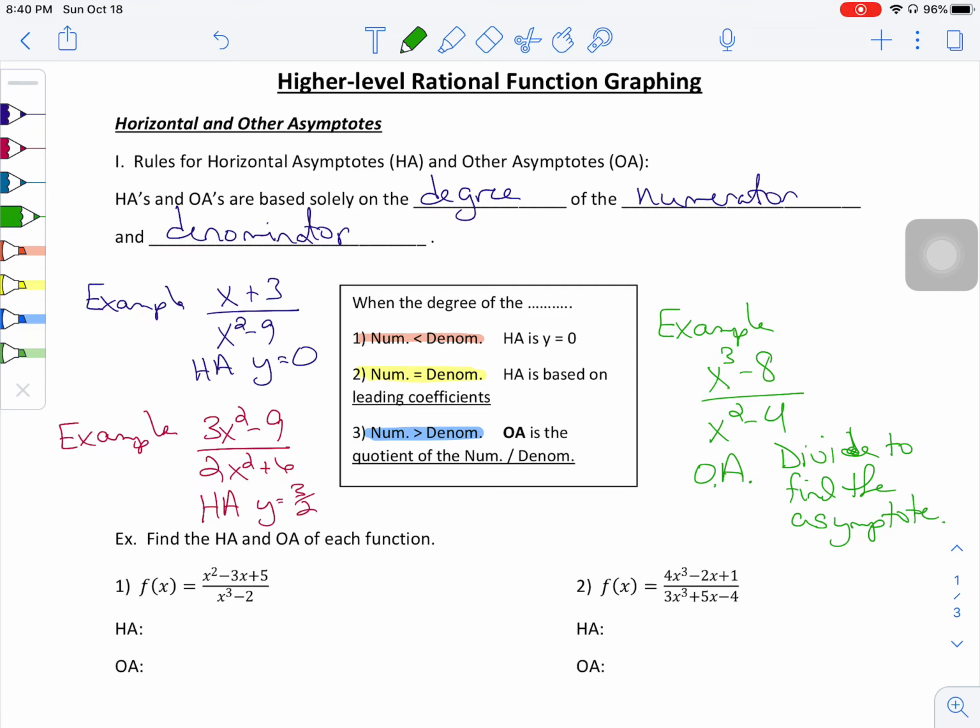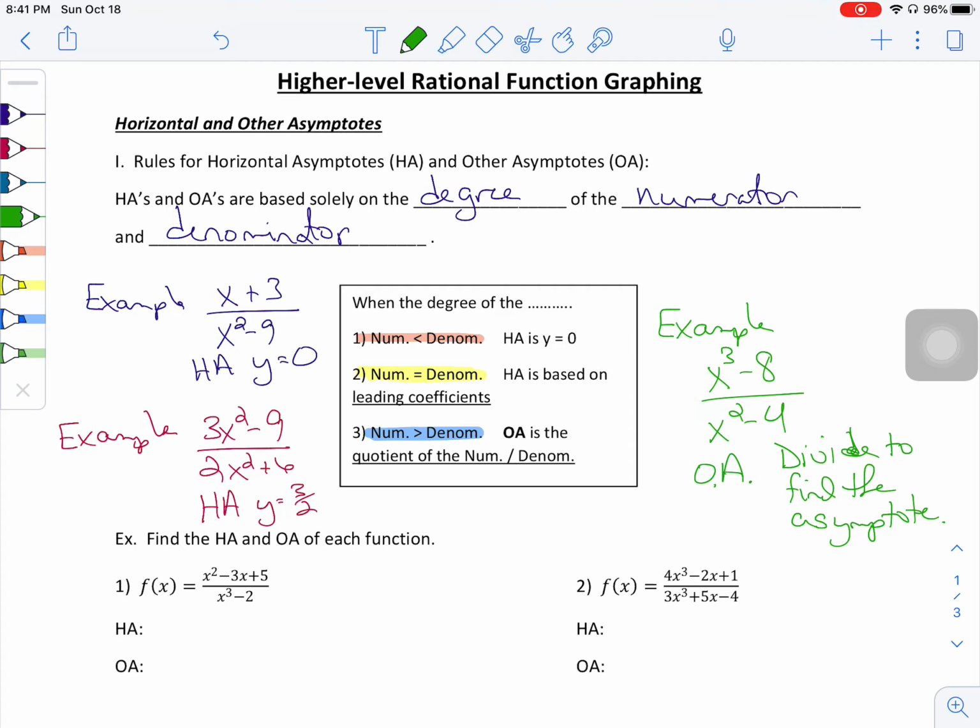Now, the reason I'm saying divide is you might do synthetic division. You might need to do long division. It really just depends. So for this example, we'd have to do some long division because we are clearly not dividing by a linear term. So I'm not going to actually ask you to do that particular problem, but that's the idea of what you would need to do.